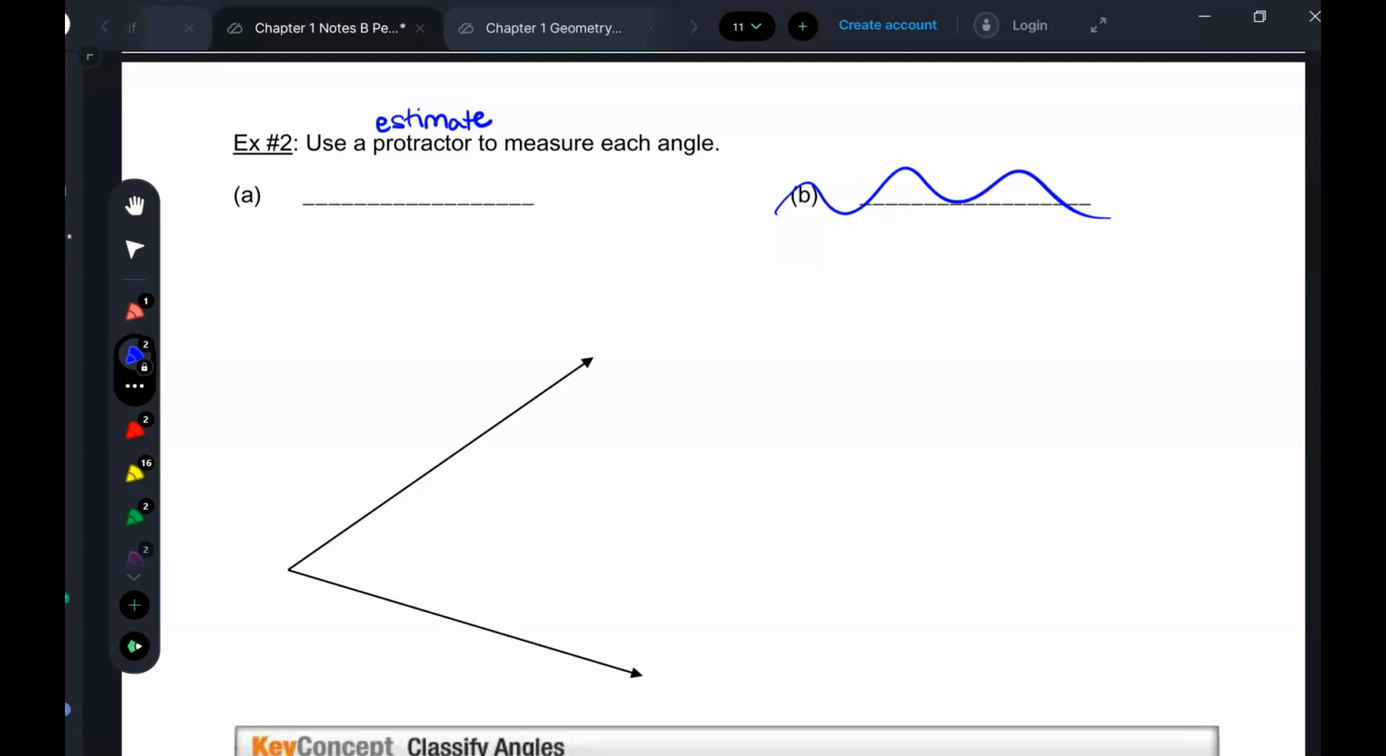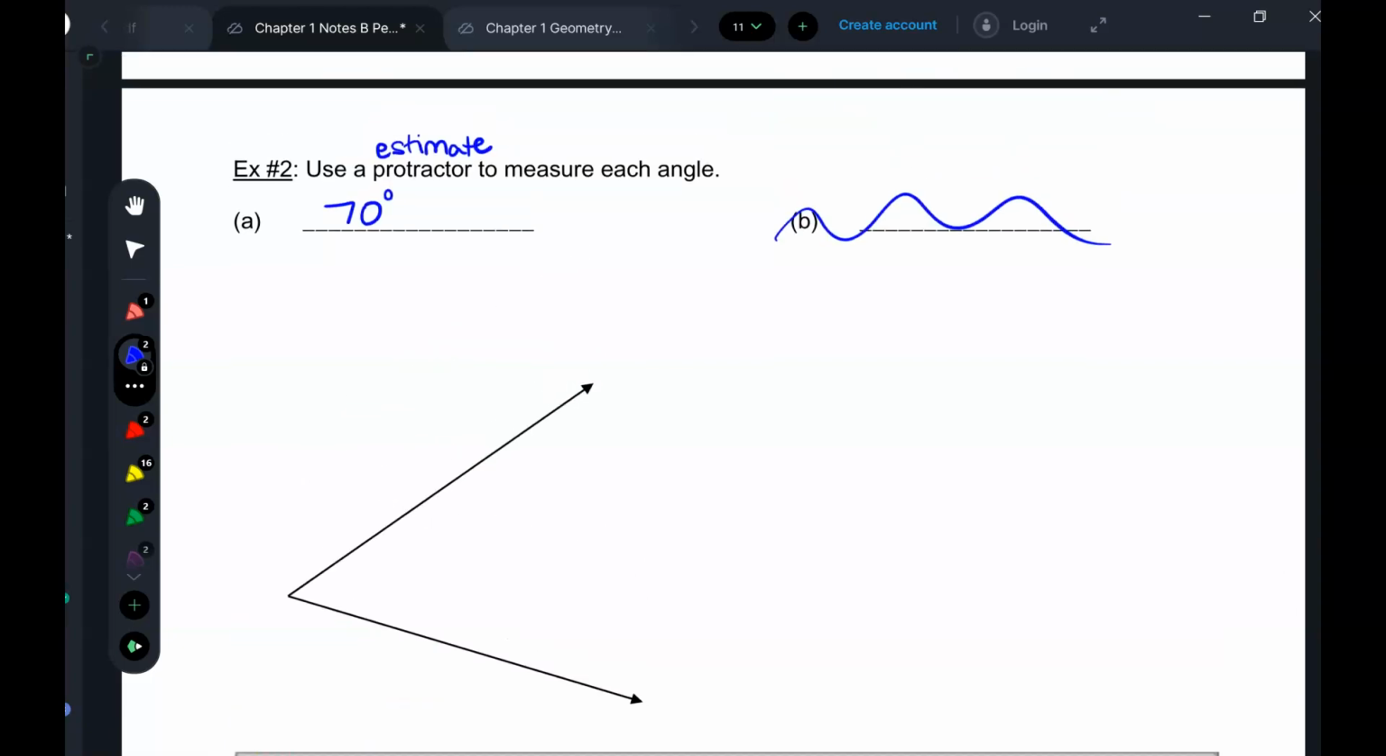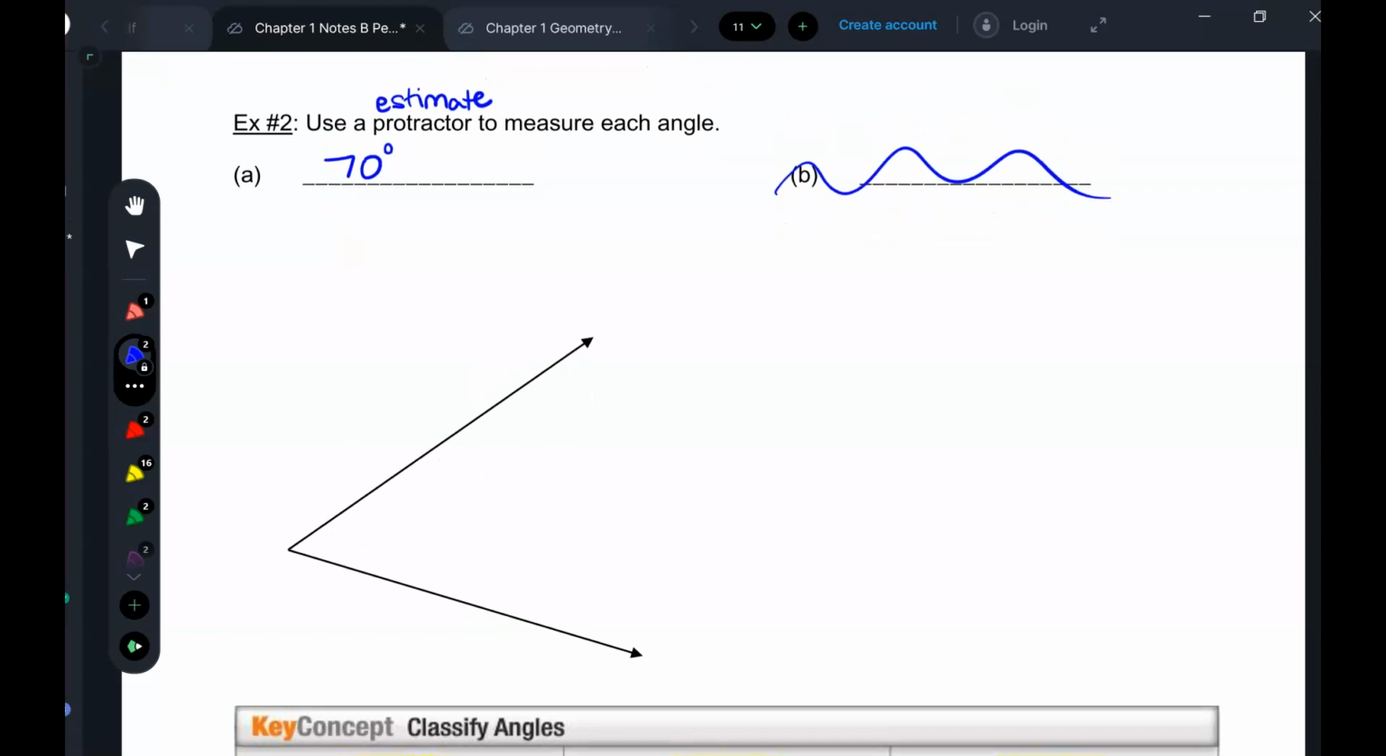70. No, it's not 70. Like 45. No, that's 45. Like 60. That's bigger than that. It's like 75. It's like 60. So it's an acute angle. What's in between 90 and 180? Like the halfway mark between 90 and 180, like the 45, but 135.